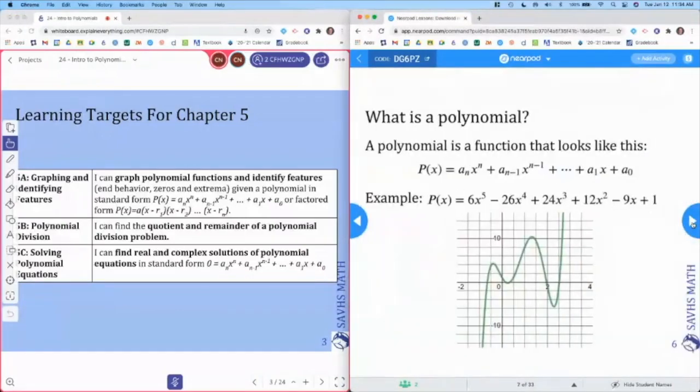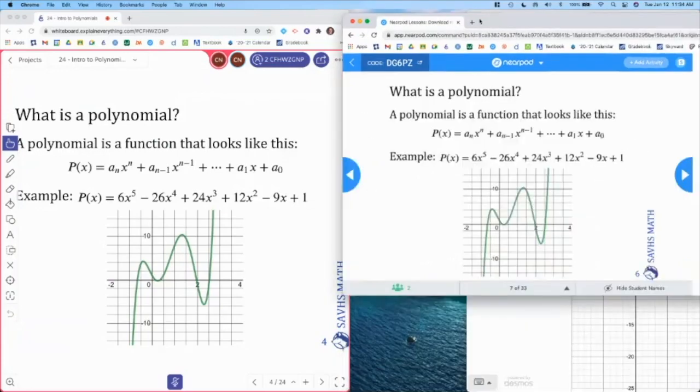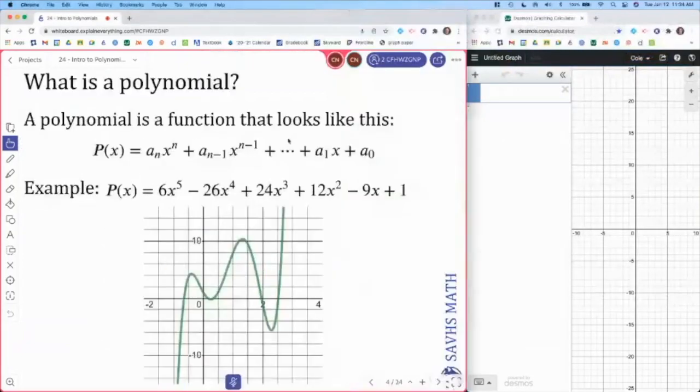So we're going to work on polynomials today. Polynomials look like this. An example of this is this one: 6x to the fifth minus 26x to the fourth plus 24x to the third plus 12x squared minus 9x plus 1. If you copy pasted that into Desmos, you would get this graph.